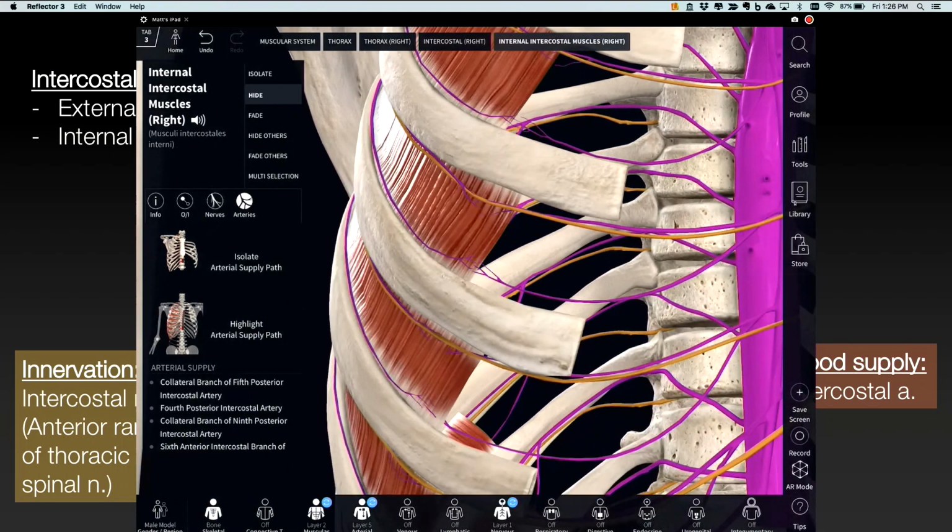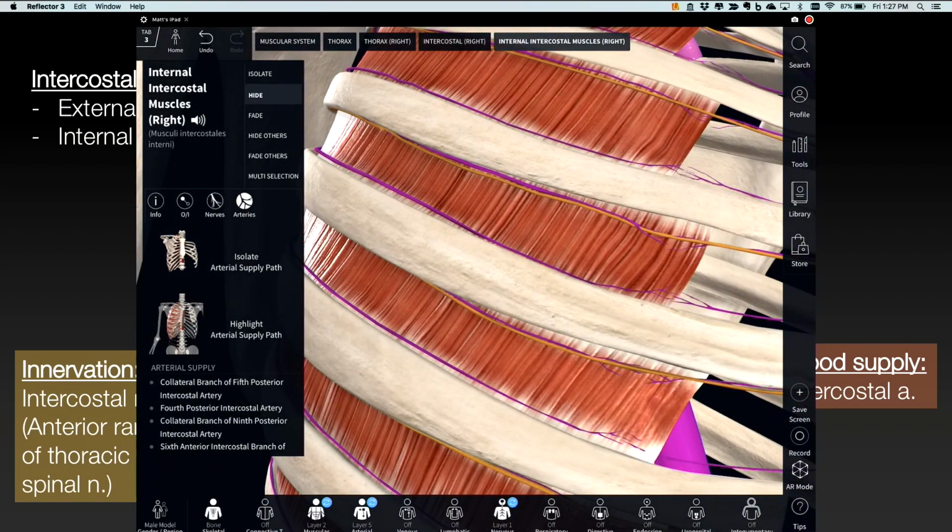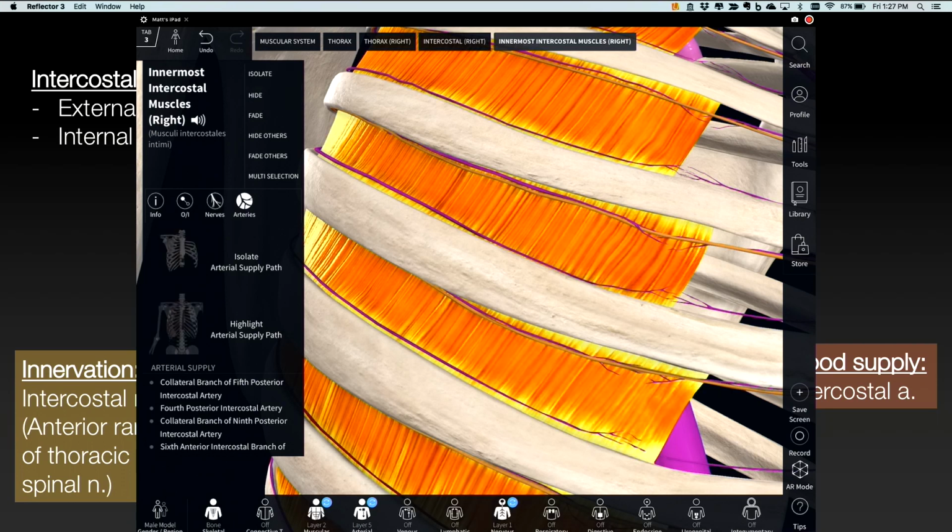Notice the arteries and the nerves traveling along the borders of each rib between the internals and the innermost. These are the innermost intercostals, and that's why I brought them up today. So that van structure, the nervous supply, the blood supply, travels between those two layers, internals and innermost. Not external and internal, internals and innermost.